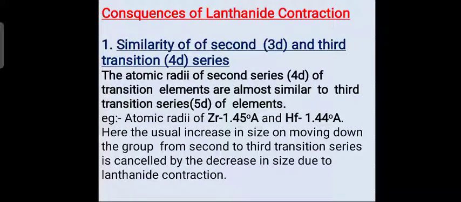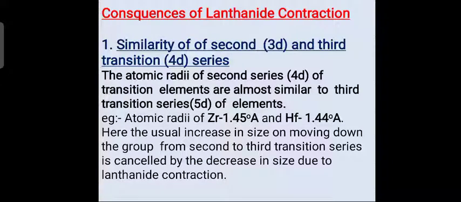Alright. Next, consequences of lanthanide contraction. Similarity of second and third transition series. The atomic radii of the second series, that is the 4d series of transition elements, are almost similar to the third transition series. Atomic radii of the 4d series are similar to the 5d series. Example: the atomic radius of zirconium is 1.45 angstrom and hafnium is 1.44 angstrom.